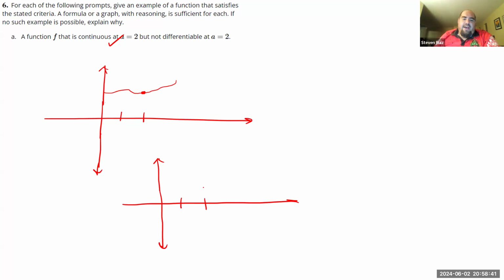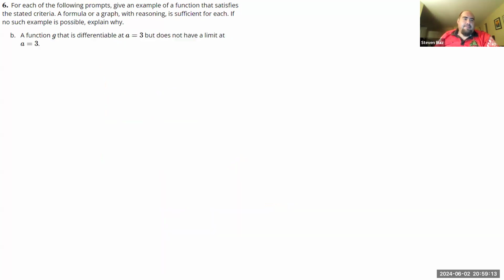As long as I have continuity, and this is one way to make that look, I would say I have continuity here because the limit exists. The function is defined at that point, and the limit agrees with that function definition. But there's no way I can draw a tangent line at that hard corner. So I think I have continuity, but a lack of differentiability. Again, when you're drawing a graph that meets these conditions, there's probably lots of ways to do it. Yours might not look like mine does.